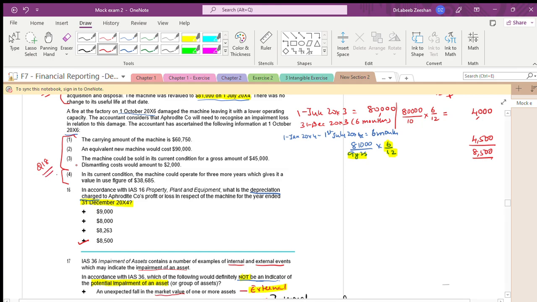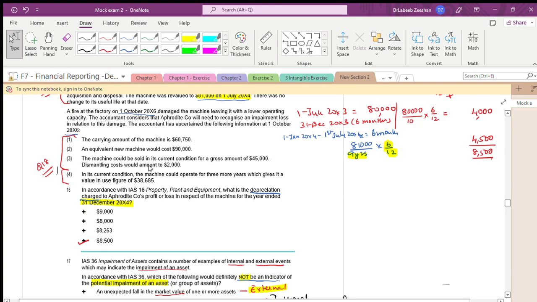The carrying amount is how much? 60,750. The equivalent new machine is how much? 90,000. The machine could be sold in the current condition for 45,000. Dismantling cost is how much? 22,000. If in the current condition the machine could operate 3 more years, which gives a value in use figure. How much? 36. Now you tell me.